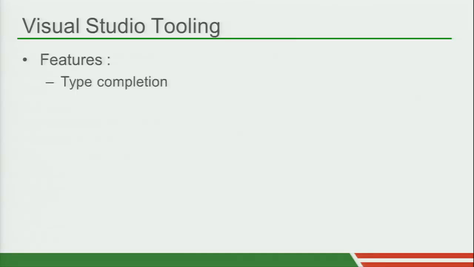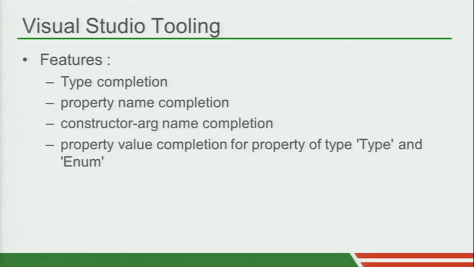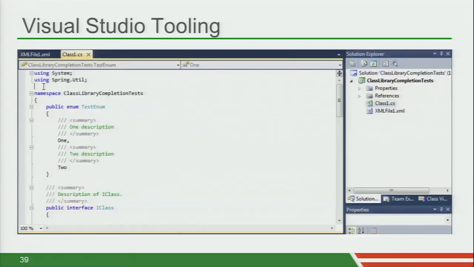We offer an add-in for Visual Studio that provides the following features. We have type completion, and this is all about editing XML files, by the way. We offer property name completion, constructor arg name completion, and property value completion if your property is of type enum. We also have snippets that make common bits of XML easier and more accessible to you as you might be writing configuration. And lastly, we have the ability to get quick info from XML comments in code.